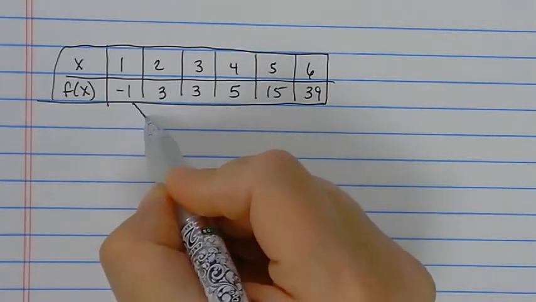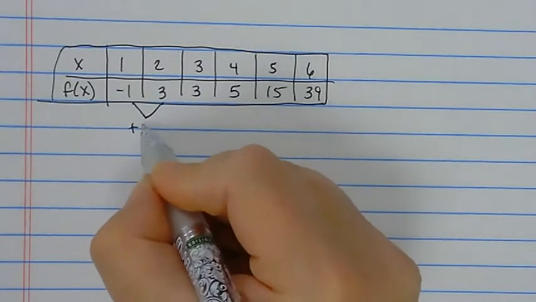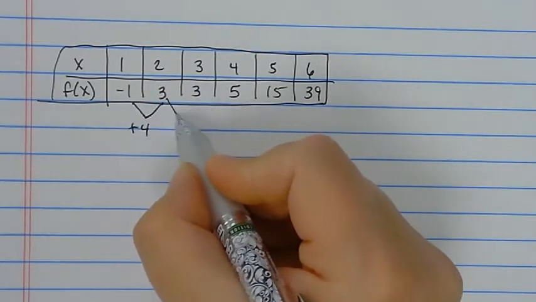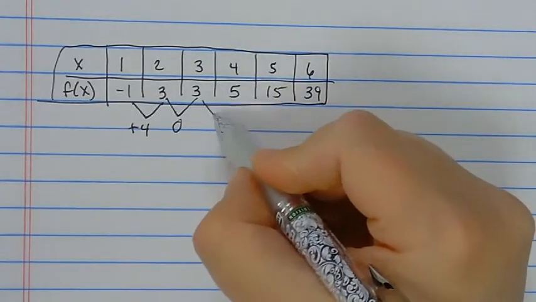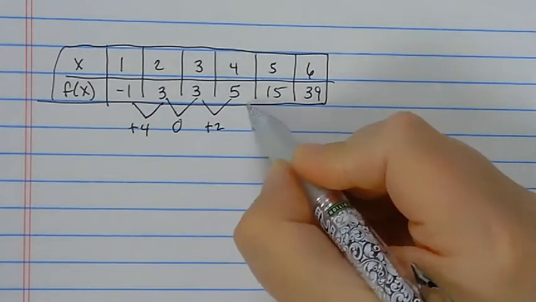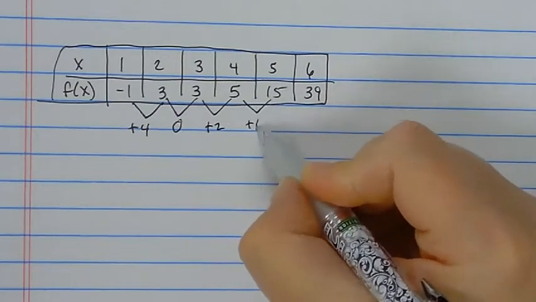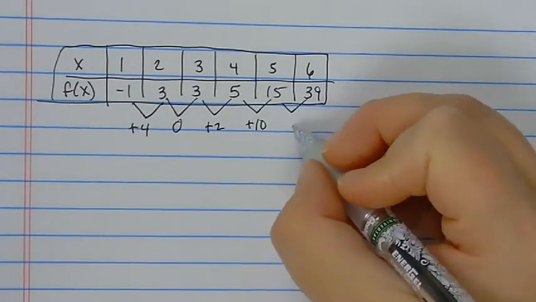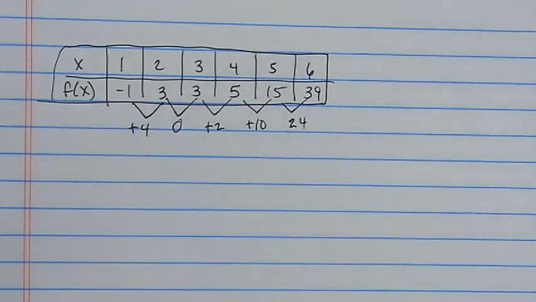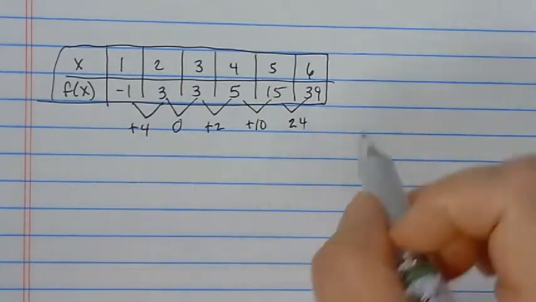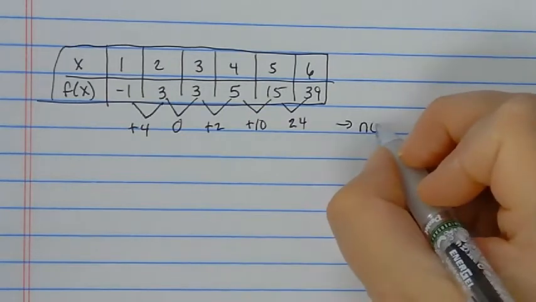To go from -1 to 3, I would go up 4. To go from 3 to 3 would be 0. 3 to 5 would be +2. 5 to 15 would be +10. And 15 to 39 would be +24. These are not constant, so this one is not linear.